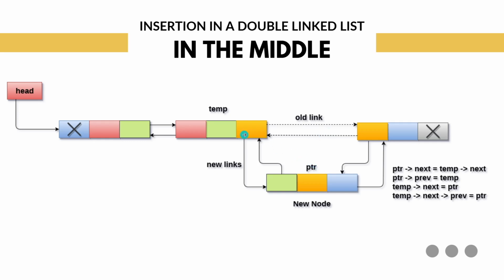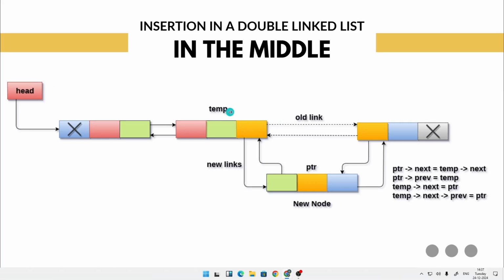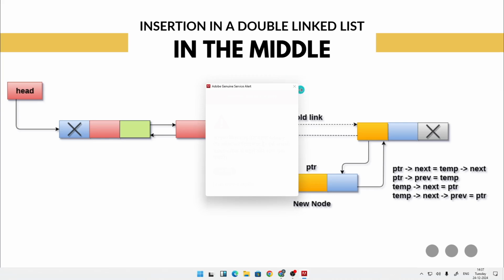So, n minus 1 would be 2 here. Since I want to add the new node to the third position, n is 3 here. So, my n minus 1 would be 2. So, I should make a count from first to second in this case. So, once I reach the second position, I may have to stop there, and so my temp would be pointing to the second node in this list.